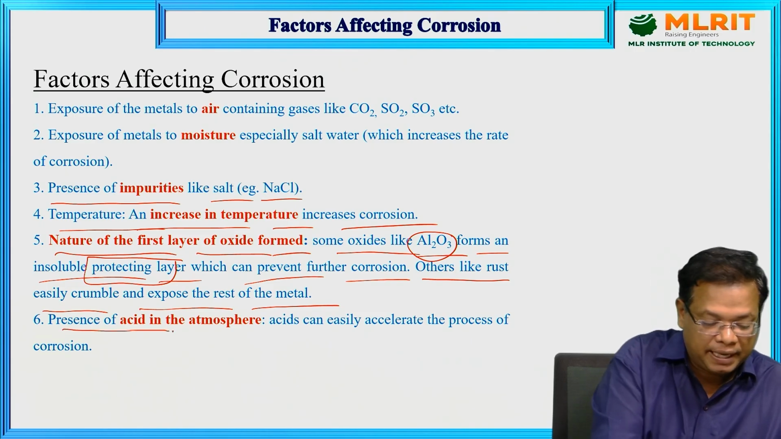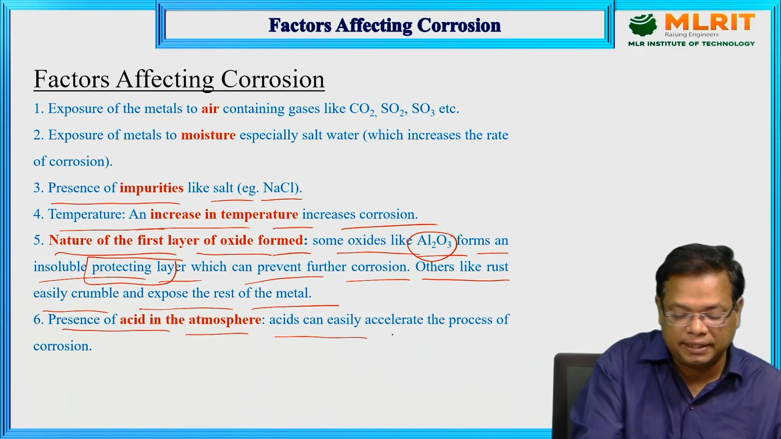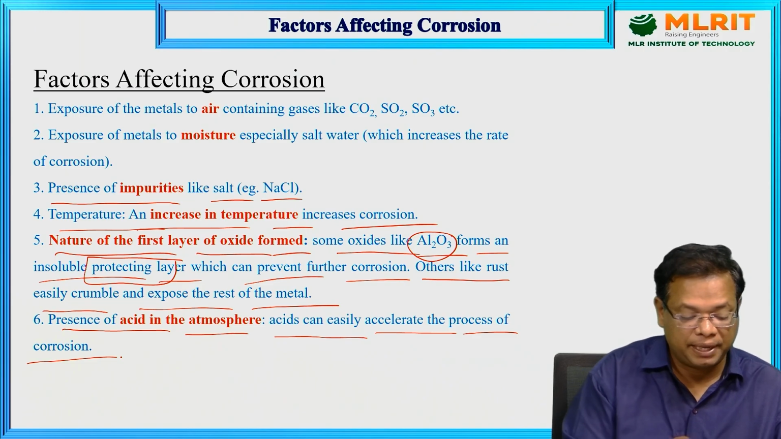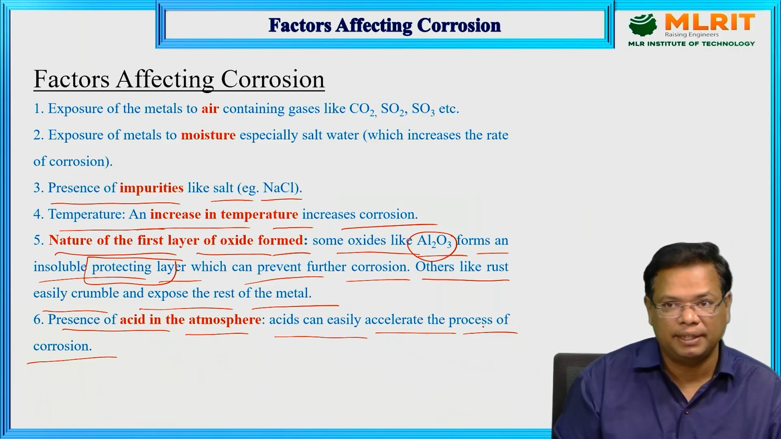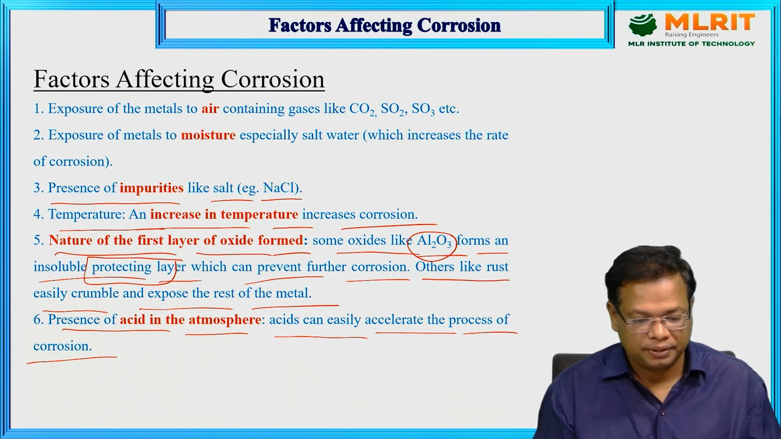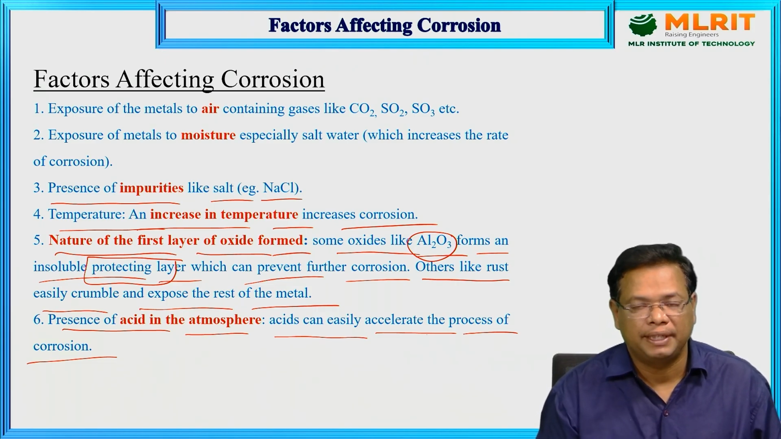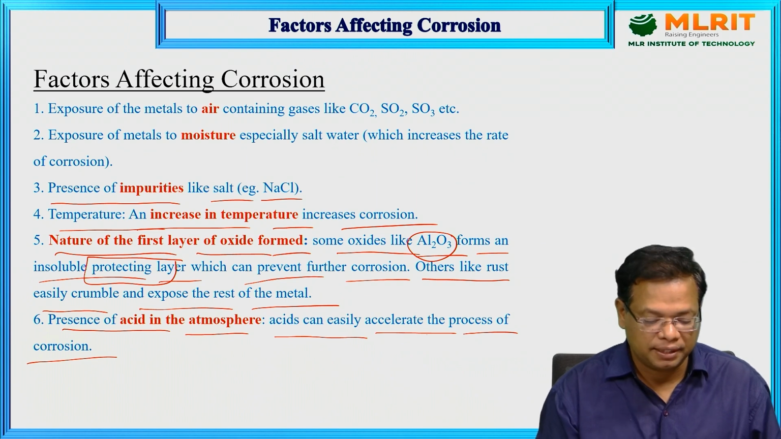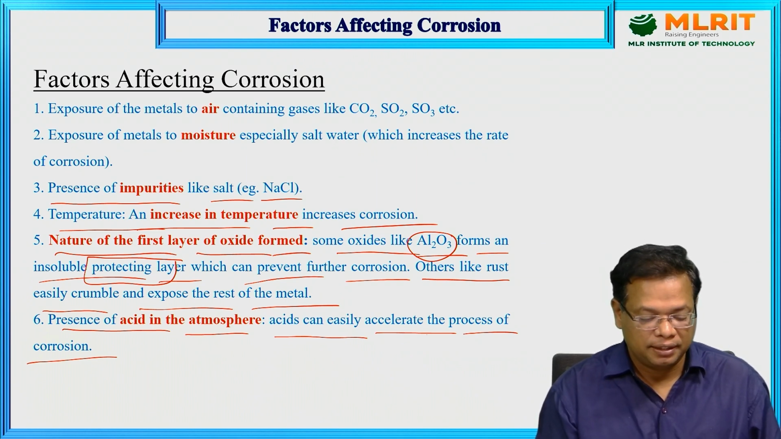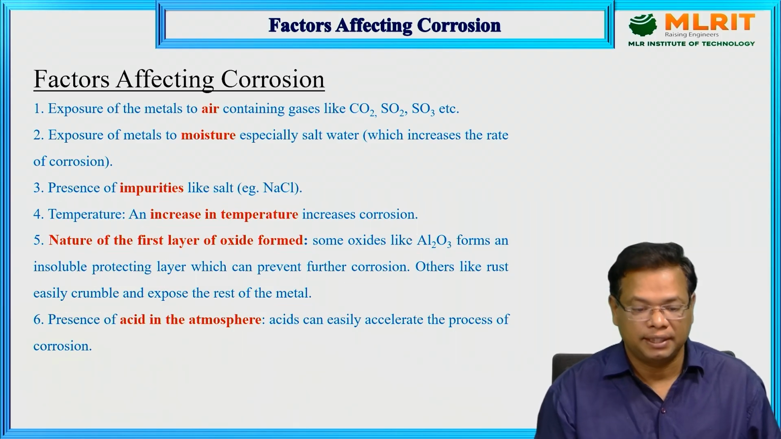And presence of acid in the atmosphere. Acids can easily accelerate the process of corrosion. Why? Because acids will act as electrolytic material or substance, so that electrochemical reactions will happen very fast, and corrosion will form very easily.